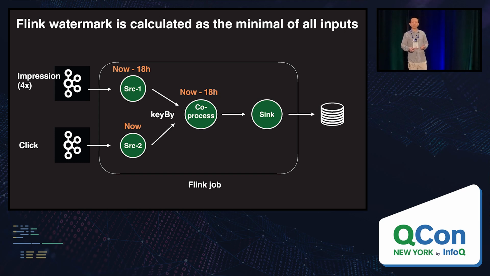Because the click stream is much smaller, let's assume that source 2 was able to catch up much faster. It was able to catch up with the live traffic, which emits watermark as now. And source 1 was catching up from a much bigger stream, so it will catch up much slower. Let's assume it emits watermark now minus 18 hours. Because the Flink watermark is calculated as the minimal value of all the inputs, the stateful co-process function will have a watermark at now minus 18 hours.